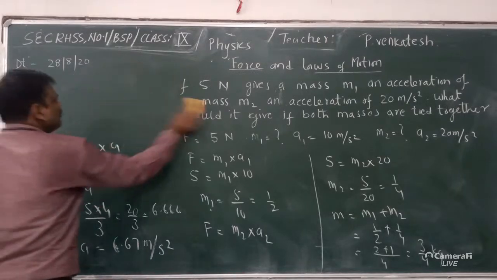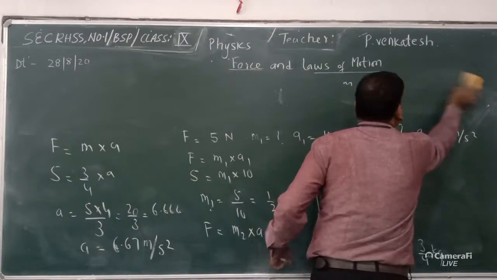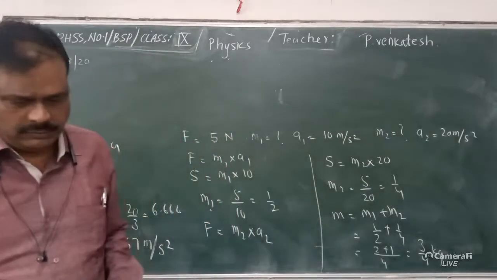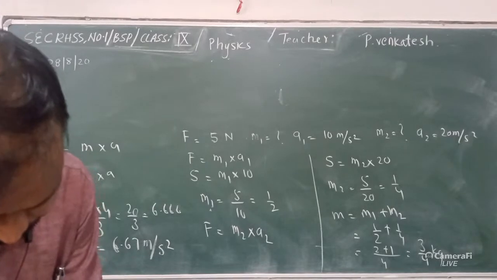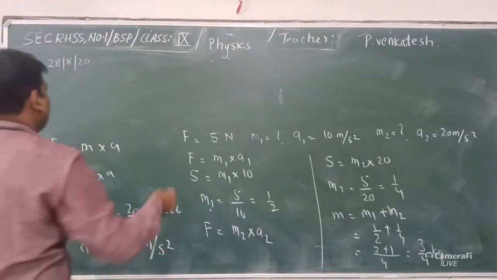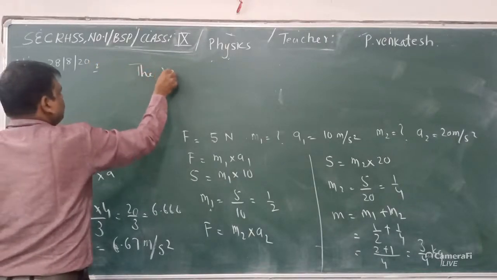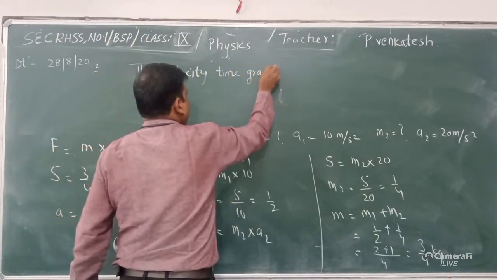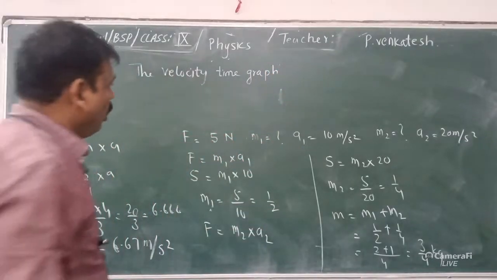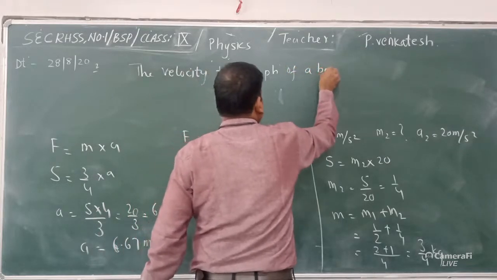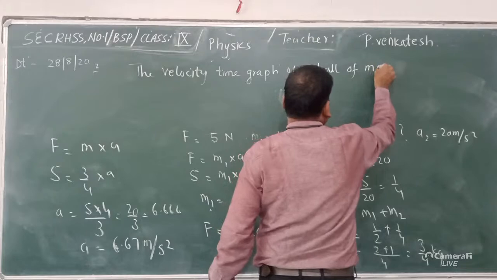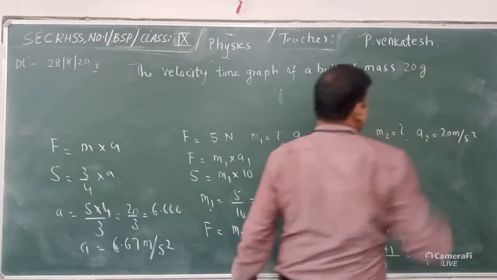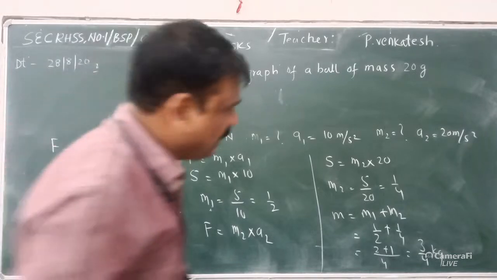Now the second question I am writing. Second, the velocity time graph of a ball of mass 20 grams moving along a straight line.